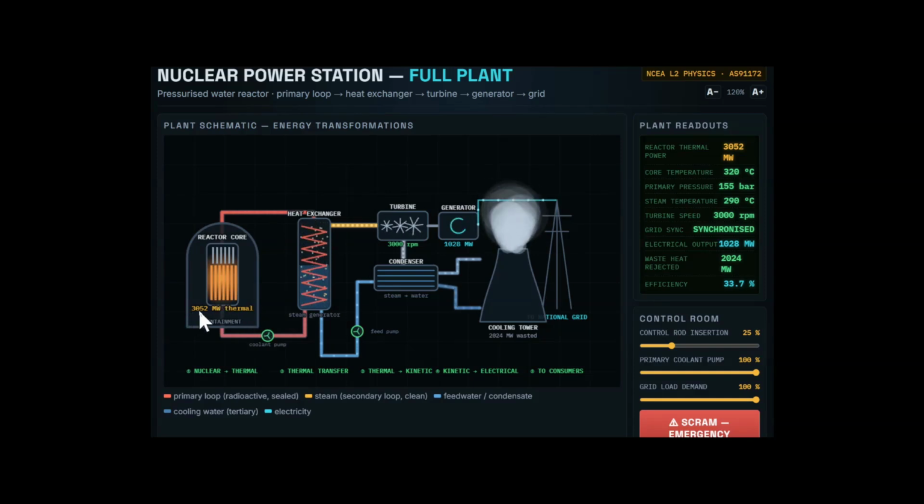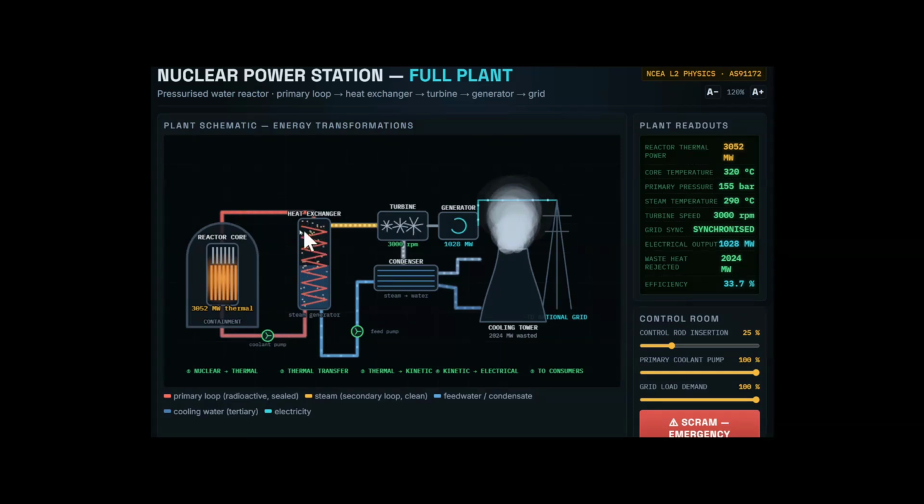Obviously, there's 3,000 megawatts of thermal energy. That's a lot of energy. And it's going to superheat that water. And that water is going to go through it and it's going to come up here. The water, we don't want to use that water for two reasons. First off, it's radioactive. It's been in proximity to nuclear material. And also it's just way too hot.